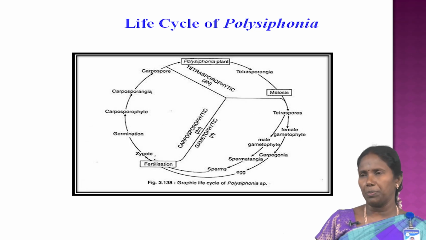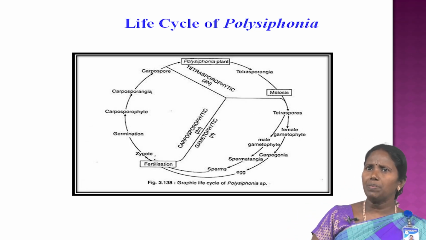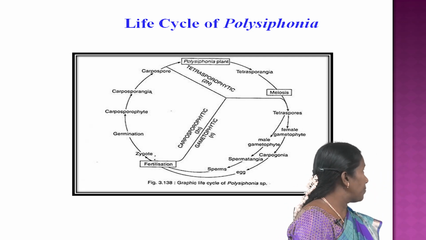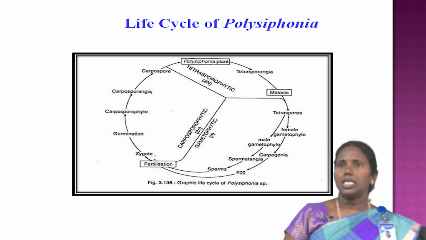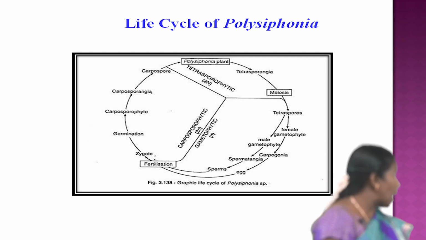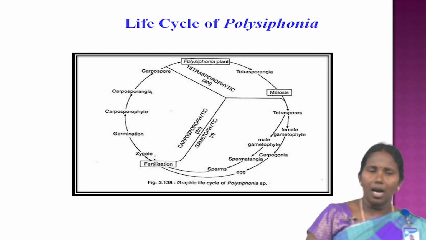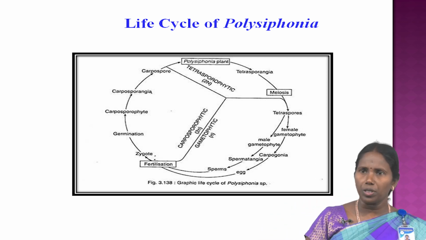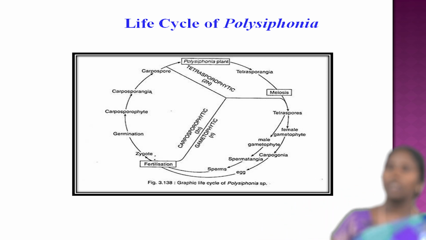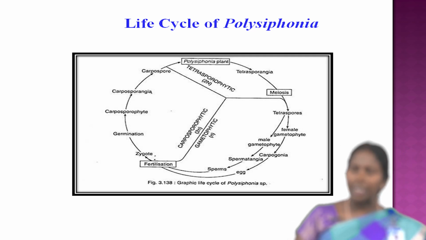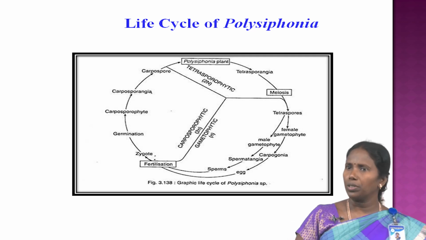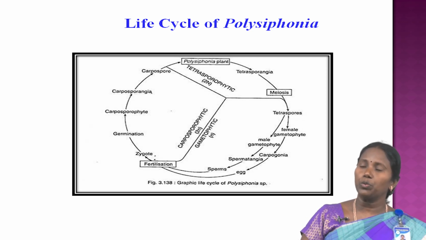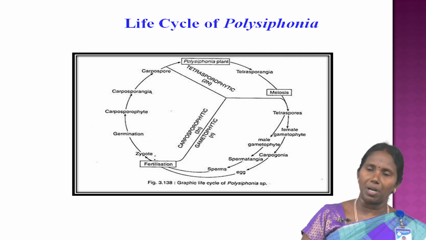Life cycle of Polysiphonia. The life cycle of Polysiphonia consists of three distinct phases: the diploid tetrasporophyte, the haploid gametophyte and the diploid carposporophyte. Out of four tetraspores produced in tetrasporangia on the diploid tetrasporophytic plant, two develop into haploid male gametophytic plants and the other two into haploid female gametophytic plants.